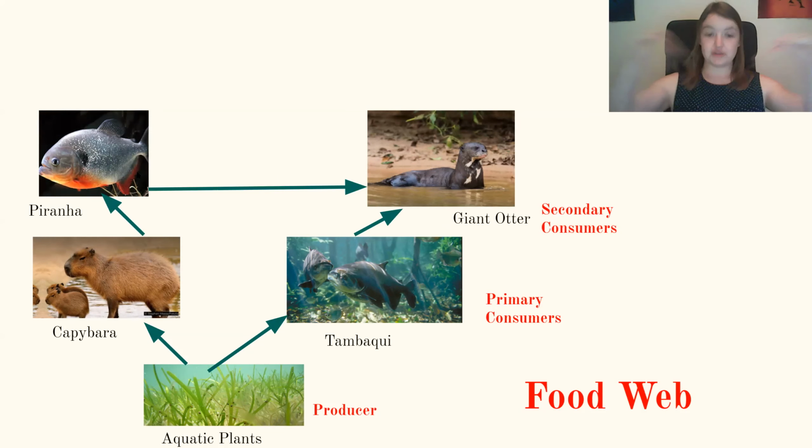Our producer is our aquatic plant, tambaqui and capybara are our primary consumers, and our giant otter and our piranha are our secondary consumers.